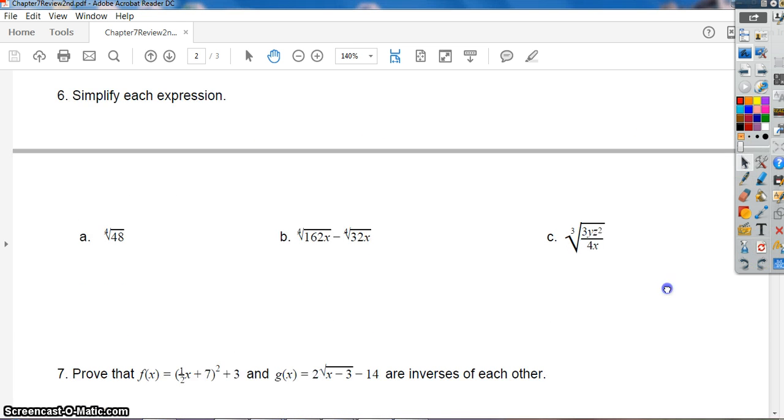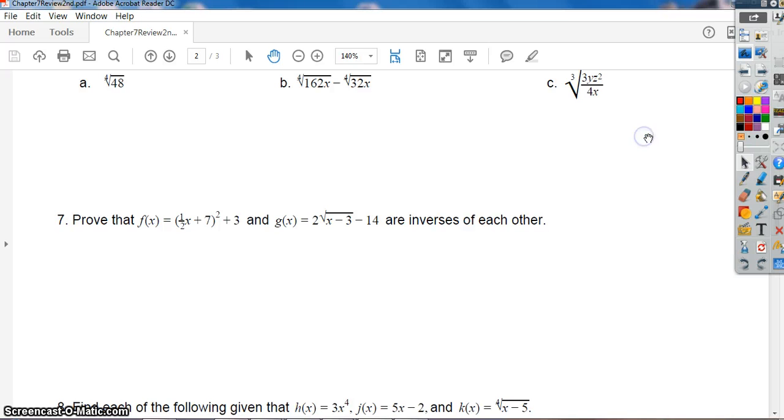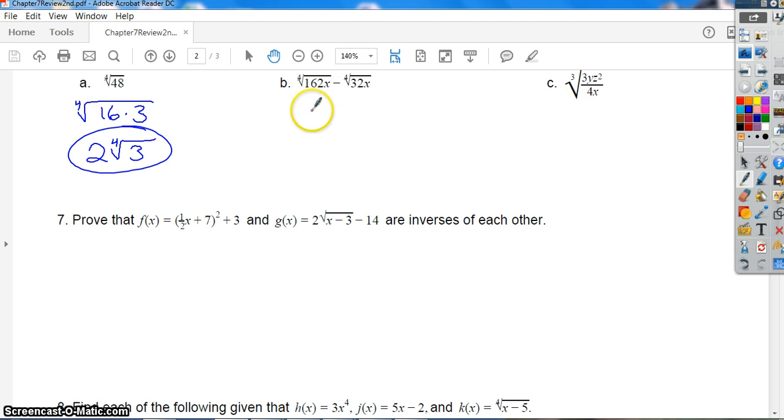You're still in the front though. All right, number 6, we're going to simplify these, and then we'll do the domains. 48 is 16 times 3. The 4th root of 16 is 2. Cannot take the 4th root of 3, so that stays as is.